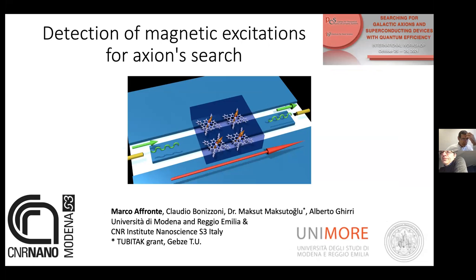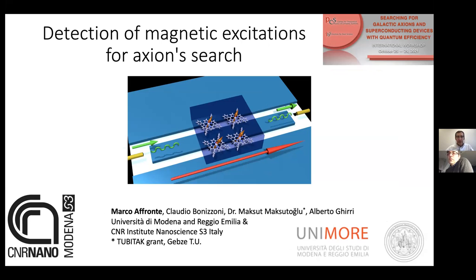So we are approaching the last day, so most of the topics have already been explored. So let me open this opportunity to talk about the detection of magnetic excitation for the search of axions.